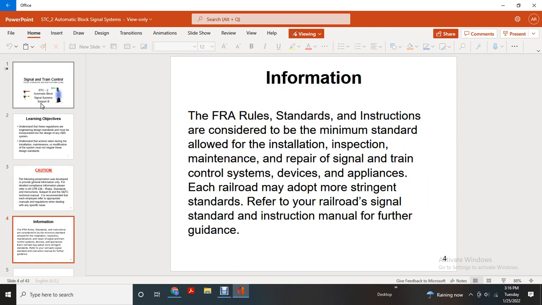The FRA standards and instructions are considered the minimum standards allowed for the installation, inspection, maintenance, and repair of signal and train control systems, devices, and appliances. Each railroad may adopt more stringent standards. Refer to your railroad's signal standard instruction manual for further guidance.